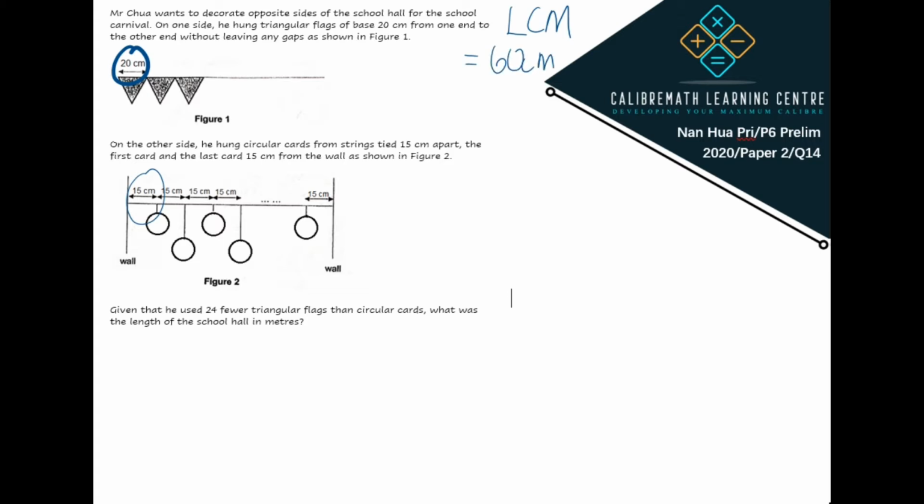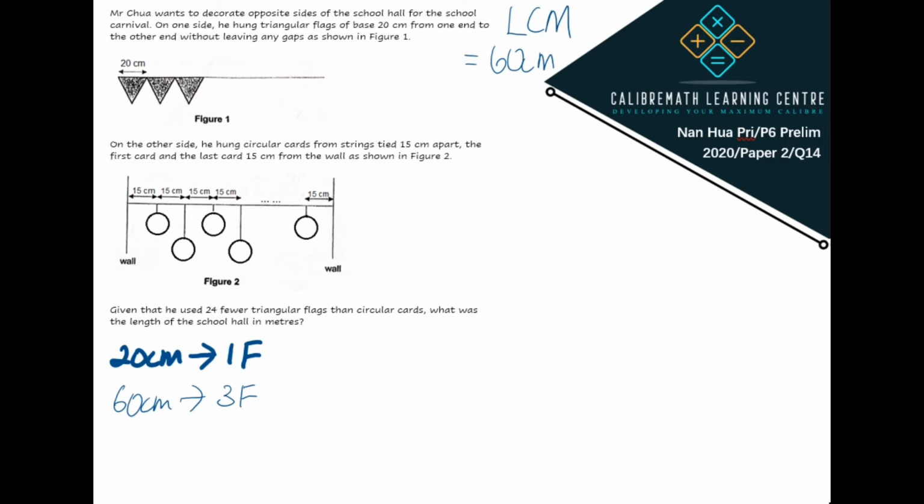So now let's write out the information that we have from figure 1. In figure 1, we know that for every 20 cm, there is one triangular flag. Let's write F to represent the flag. And so for 60 cm, that will be 3 flags. And now let's look at figure 2.